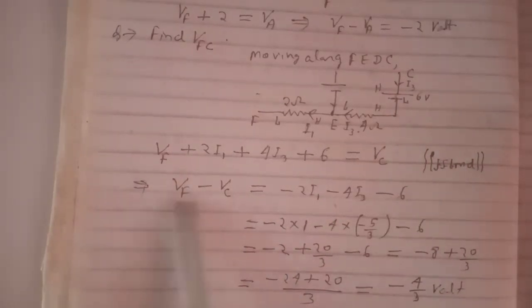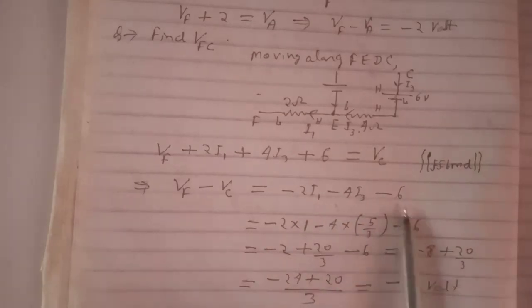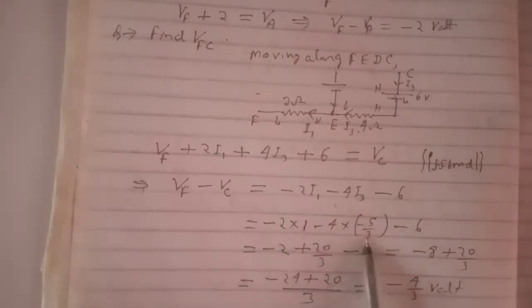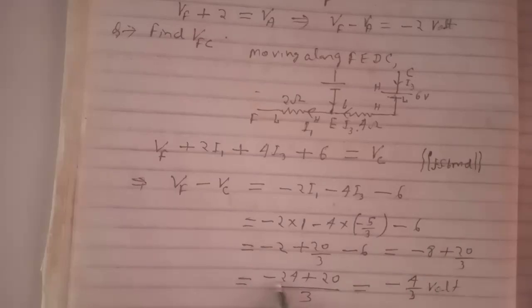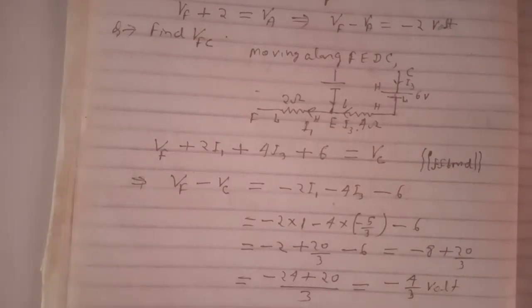So finally we get Vf minus Vc equals minus 2I1 minus 4I3 minus 6, which is minus 2 into 1, because I1 has been calculated as 1, minus 4 into minus 5/3, minus 6. Putting in the values of I1 and I3: minus 2 plus 20/3 minus 6, minus 8 plus 20/3, or minus 24 plus 20 over 3, equal to minus 4/3 volt. The negative sign indicates that Vf is less than Vc, that is, it is in opposition to our assumed sense.